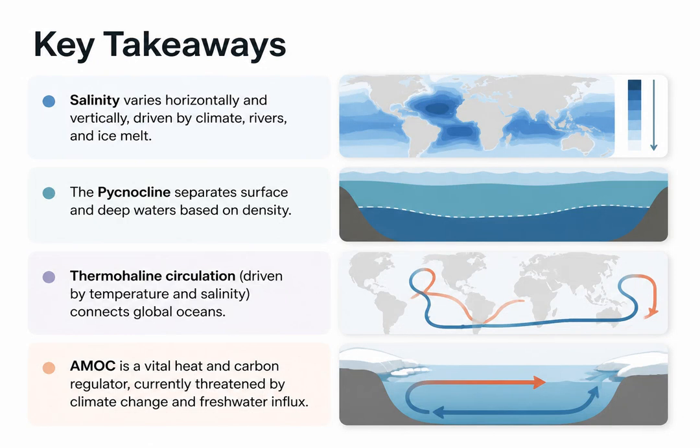To wrap up our discussion, remember that ocean salinity is not uniform. It varies drastically, both horizontally across the globe and vertically with depth, driven by local climates, river inputs, and ice melt. The pycnocline acts as a crucial density barrier between the active surface and the deep ocean. These density differences, dictated by temperature and salinity, drive the massive thermohaline circulation. Finally, the Atlantic meridional overturning circulation is a vital engine for global heat distribution and carbon storage, but it faces a severe threat of slowing down due to modern climate change and melting ice. Understanding these systems is essential for predicting our planet's climate future.